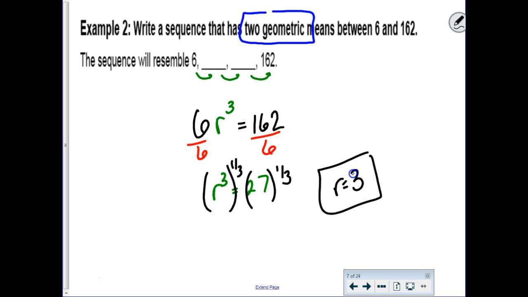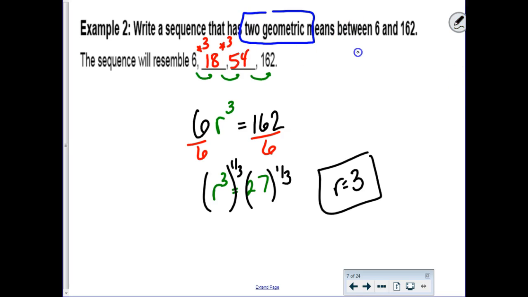Oh, what do they want though? They said write a sequence. So I think what they mean by that is just to fill in the missing terms. So if we multiplied by 3 each time, 6 times 3 would be an 18. 18 times 3 would be a, thank you.